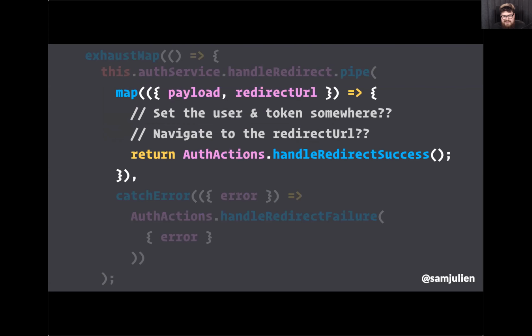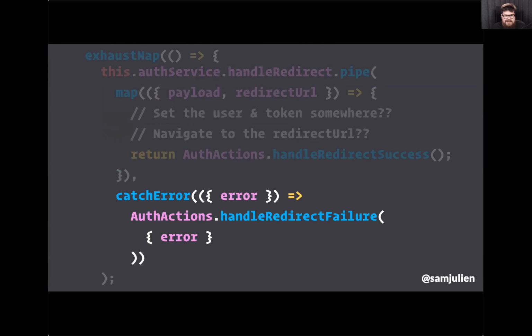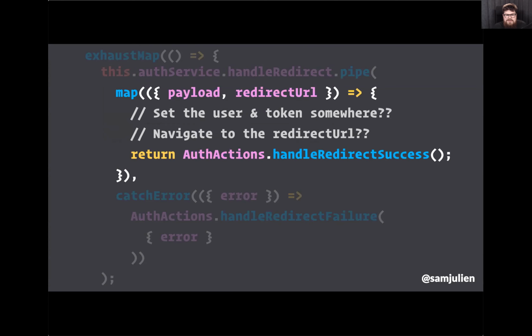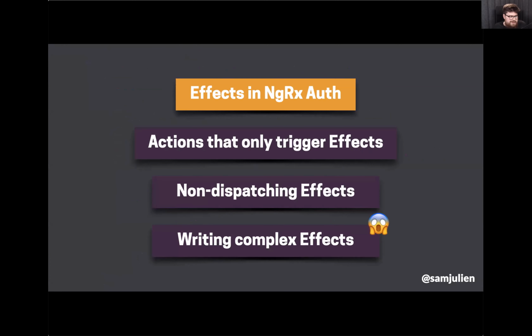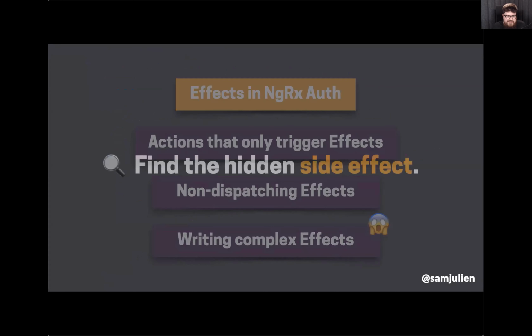We're going to catch an error somehow, but what actually do we need to do here? We still need to go get the user and token and set it somewhere. We need to send the user to the redirect URL, and then we're going to dispatch this handle redirect success action. That seems like a lot. It doesn't seem like it makes any sense. And you're right, it doesn't. There's a lot happening here. And this is where we come to writing complex effects. If you find yourself feeling overwhelmed by writing an effect, chances are you have more than one effect that you're trying to figure out here.